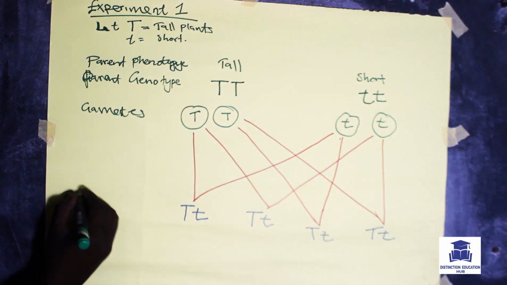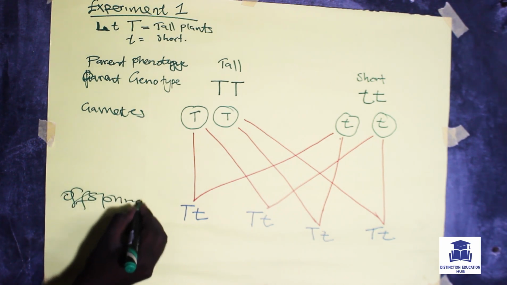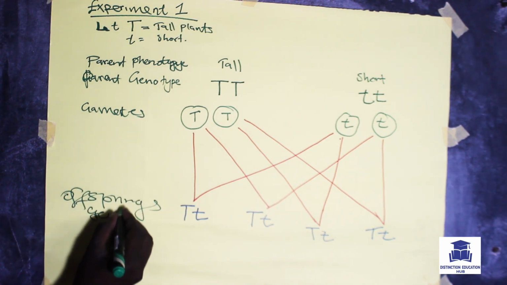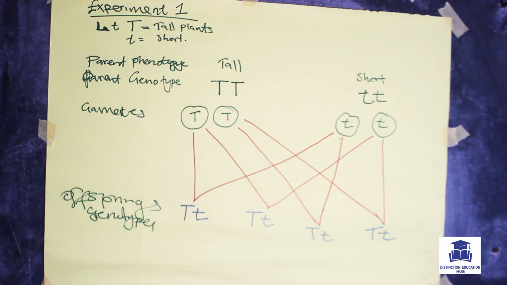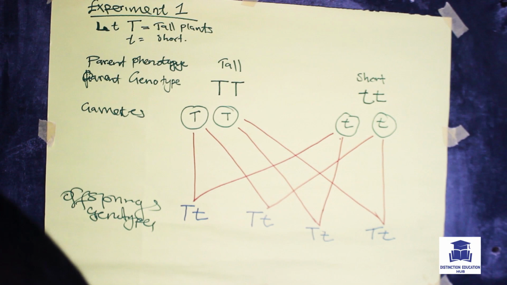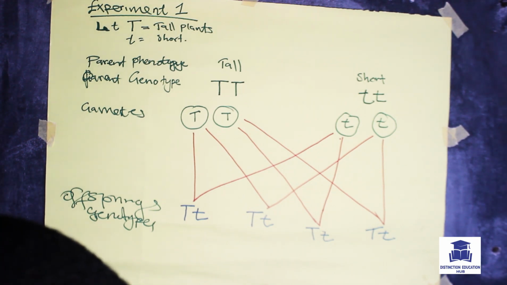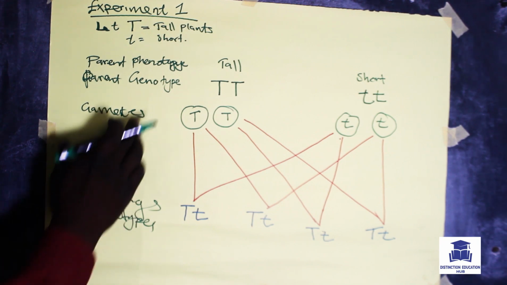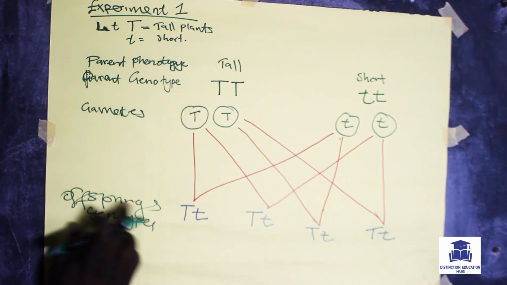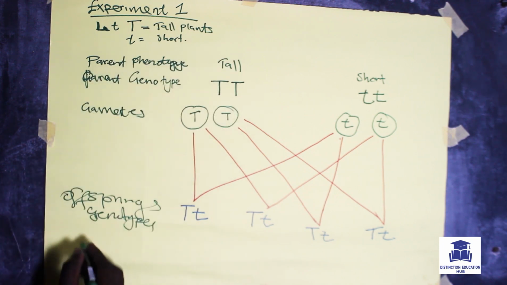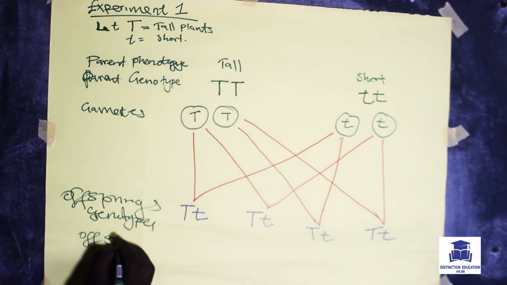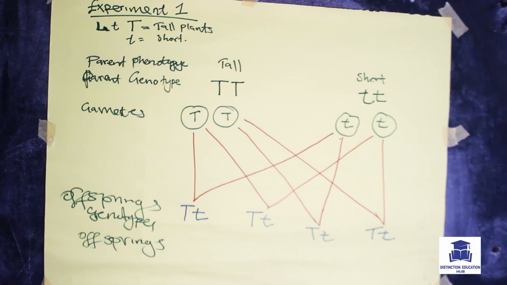Let me just indicate here: offspring genotype. This is the genotype for the offspring. Now what is the phenotype of the offspring? The phenotype of the offspring is that they are all tall. You can see they are all tall.